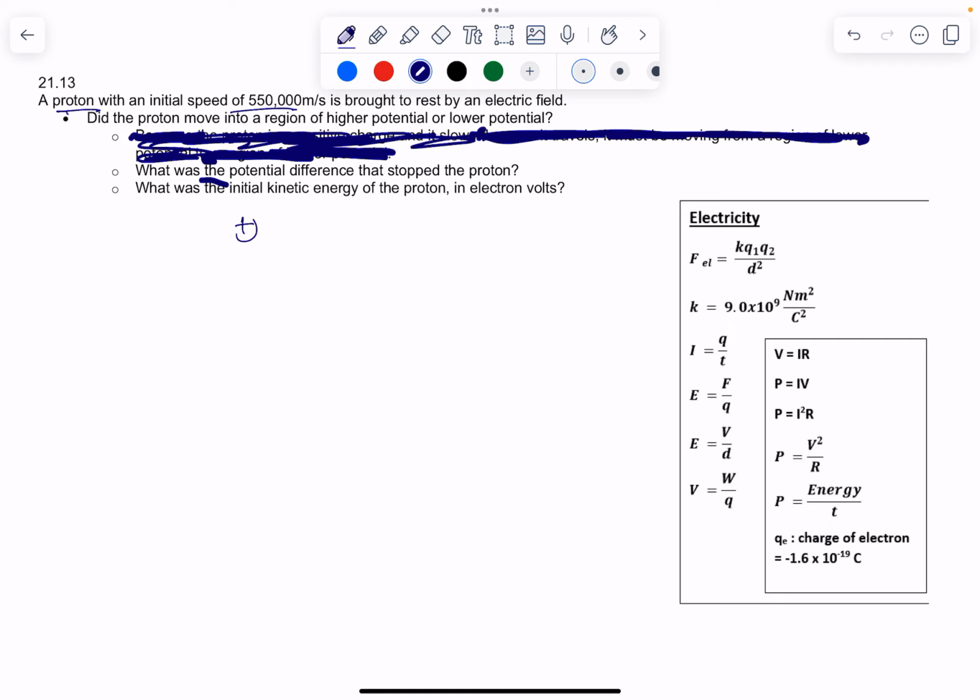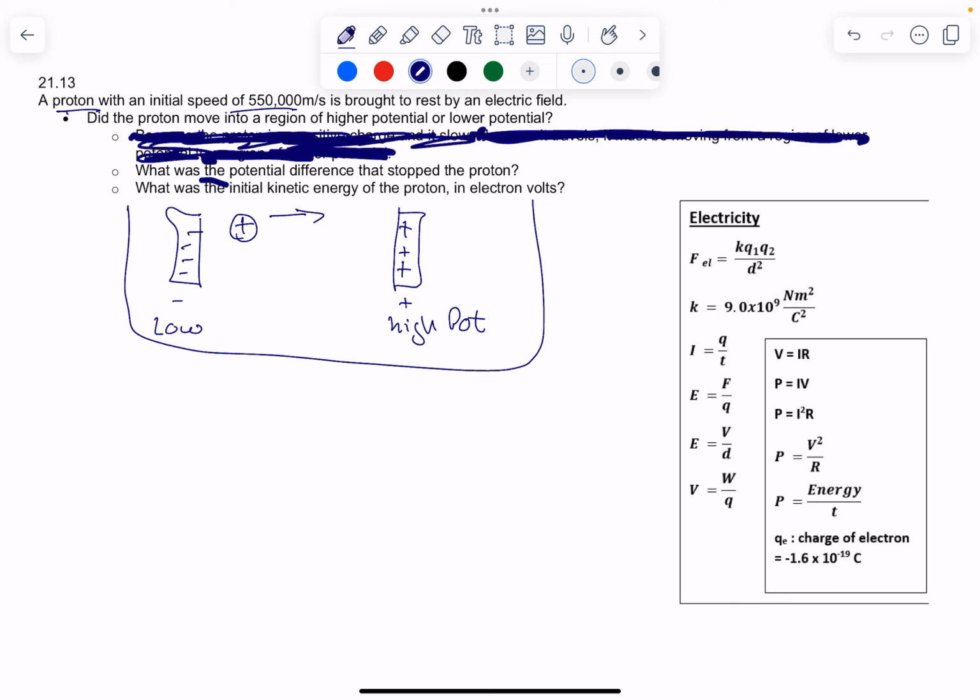So we've got a proton, and he's moving in, say, this direction, and he's coming to rest. If he's coming to rest, then he's going toward something. If it's stopping, what's going to oppose him? It's going to be a positive charge, right? So for him to come to rest, and if you recall, charge always flows, if this is, say, the negative side, or pardon me, this is, by definition, a high potential, and this is a low potential. So it's moving from low to high. Think about that, okay? That's part A.